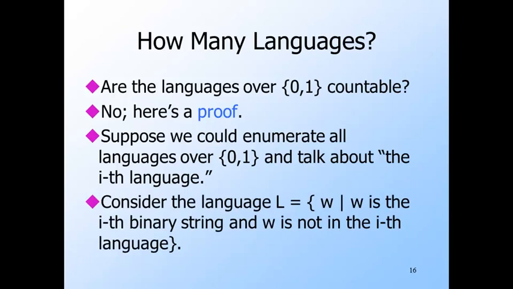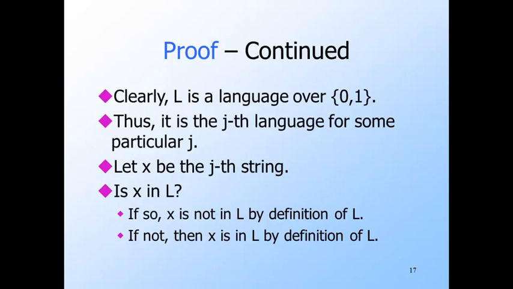Now, I'm going to define a language L. L is the language containing those binary strings w, such that w is the ith binary string. That must be true for some i. And w is not in the ith language. L is surely a language over alphabet 0, 1. Since we are assuming that the languages over 0, 1 are enumerable, that means that for some j, L is the jth language. So let x be the jth string. Surely some string is the jth in the enumeration of binary strings.